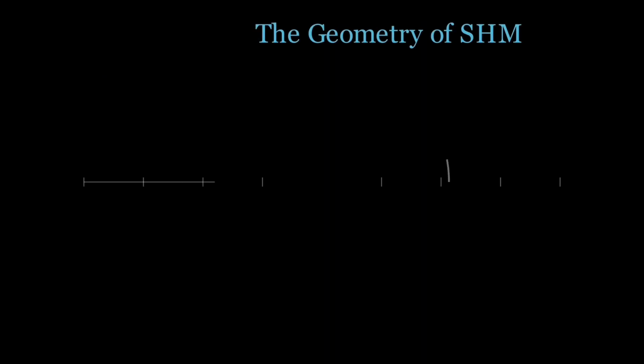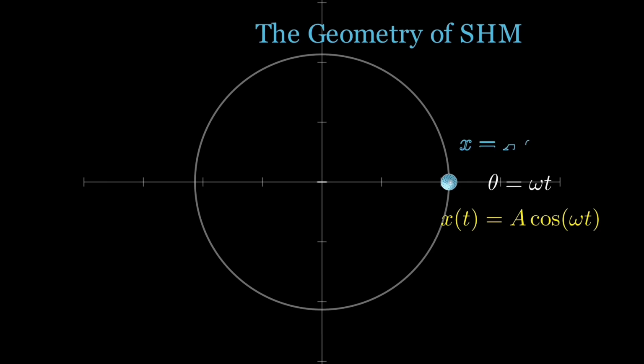As the point rotates, the x-component oscillates back and forth. This is why we use sine and cosine functions, they are the natural language of cycles. Whether we look at the horizontal x position or the vertical y position, we see the same harmonic behavior, just shifted in phase.